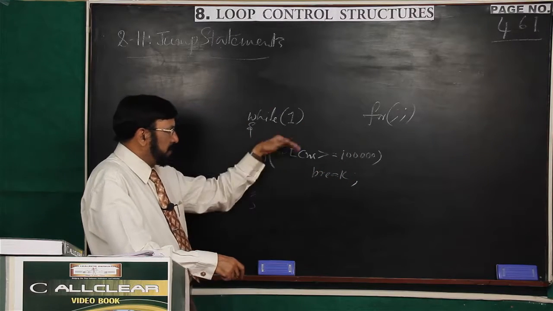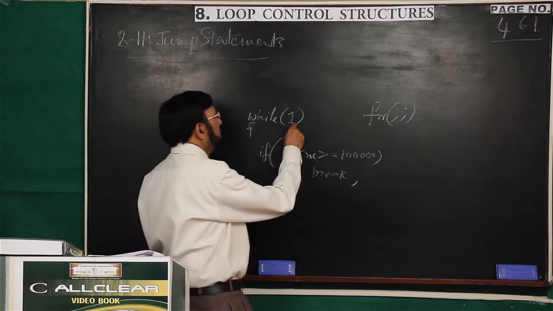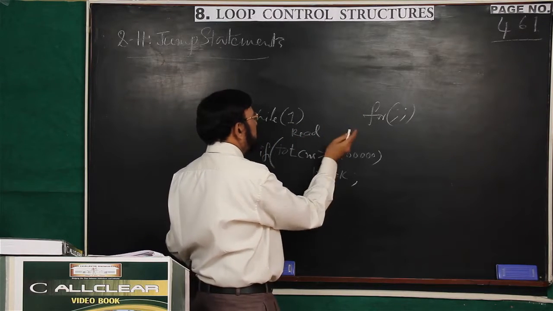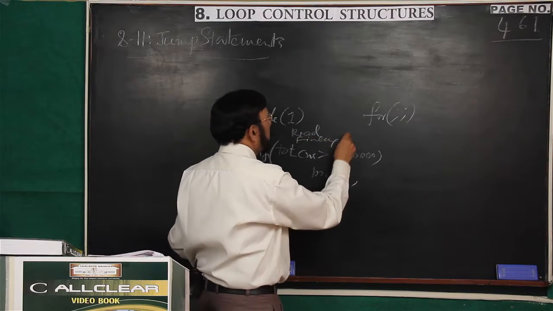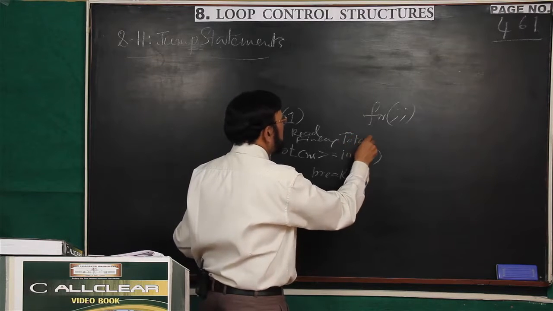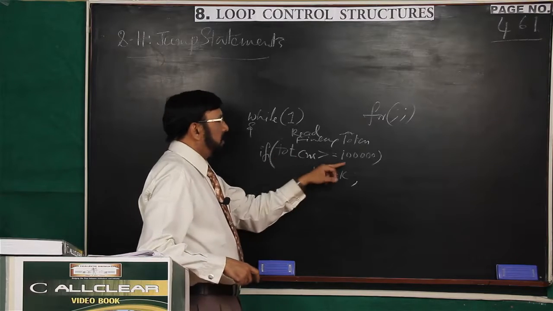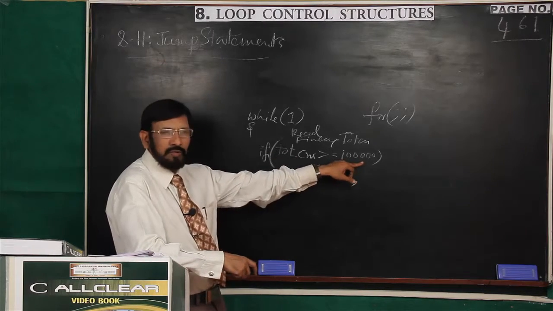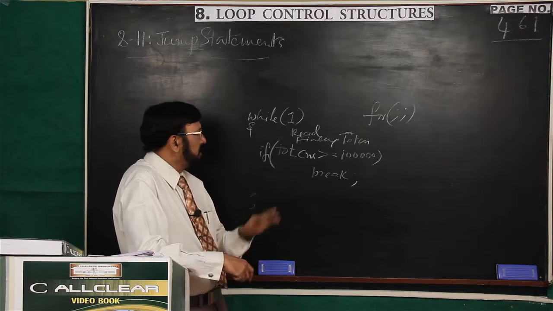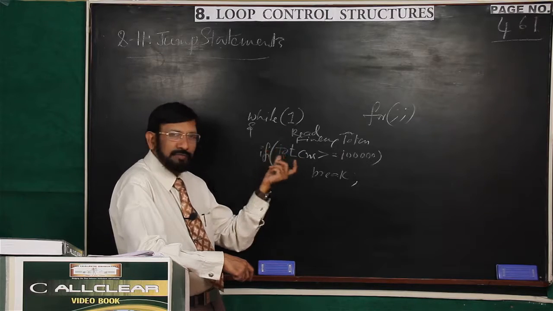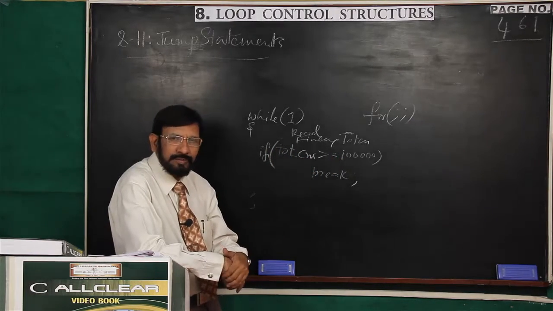Now every time you go on adding whatever contributions you are getting, you are reading the amount of contribution, and you are finding the total contribution. And whenever the total contribution is greater than or equal to 1 lakh rupees, break. Then you can know how many iterations were required to get 1 lakh rupees contributions.